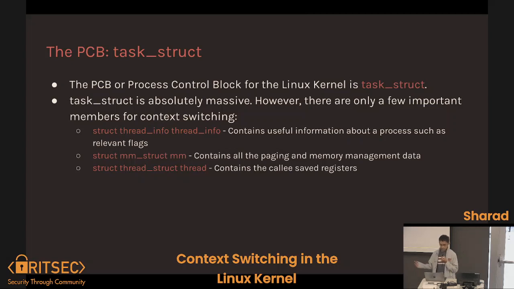You also have your thread_struct, which is different from thread_info. I don't know why they name them so similarly, but you know. So this contains all the callee saved registers and a lot of the saved state of the process when it is switched out. And I'll show that in the code.